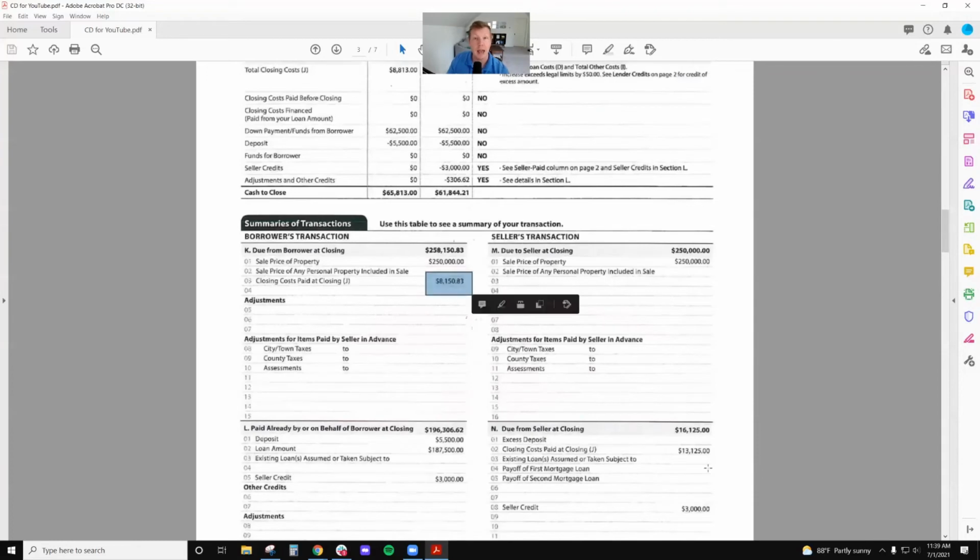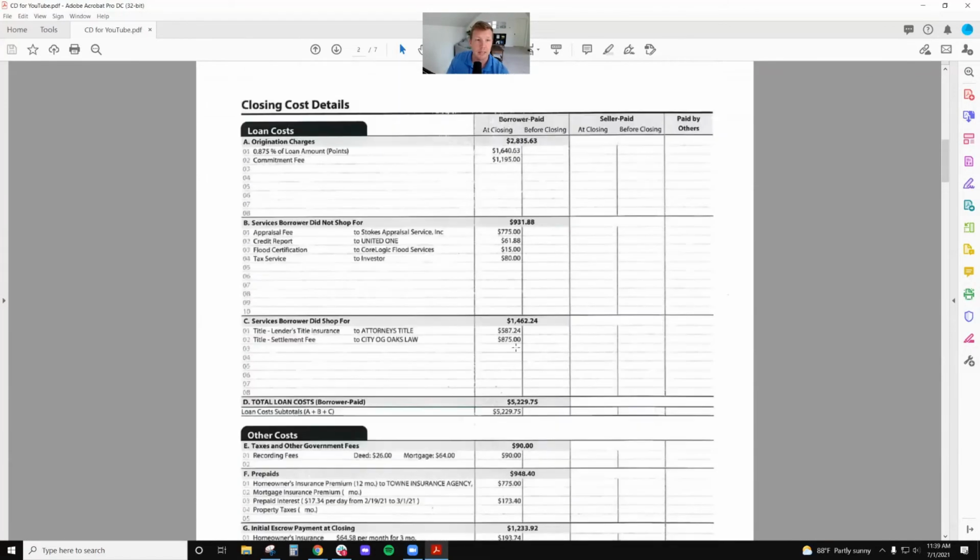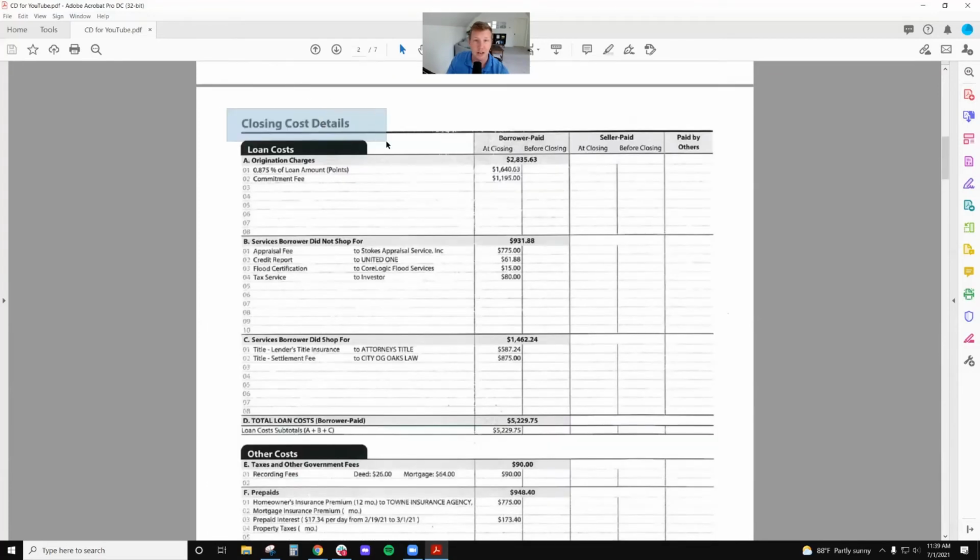I then have to go and add my closing costs, but I can't add all of the closing costs. I can only add the closing costs that are supposed to be added to the building basis. So how do I figure that out? Well, I come up here. I come back to that closing cost detail worksheet.